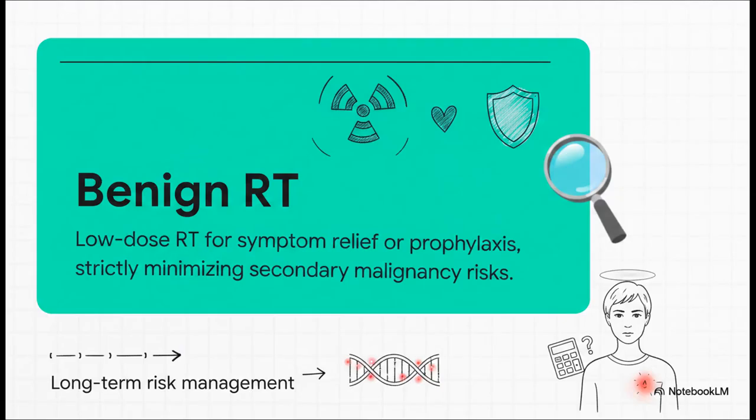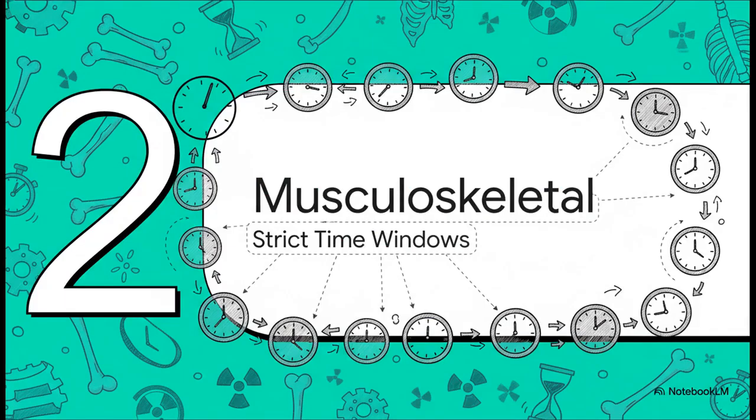So treating benign conditions requires a total mindset shift. This is what we call the benign exception. Total doses? Drastically lower than what you're used to. We're focusing purely on symptom relief, functional preservation, or prophylaxis. But here is the major catch. Your precision with timing and your hyper-awareness of long-term risk management have to be absolutely dialed in. You're often treating younger patients who have a completely normal life expectancy, so minimizing that lifelong risk of a secondary malignancy is paramount. Moving right along to Section 2, musculoskeletal indications.